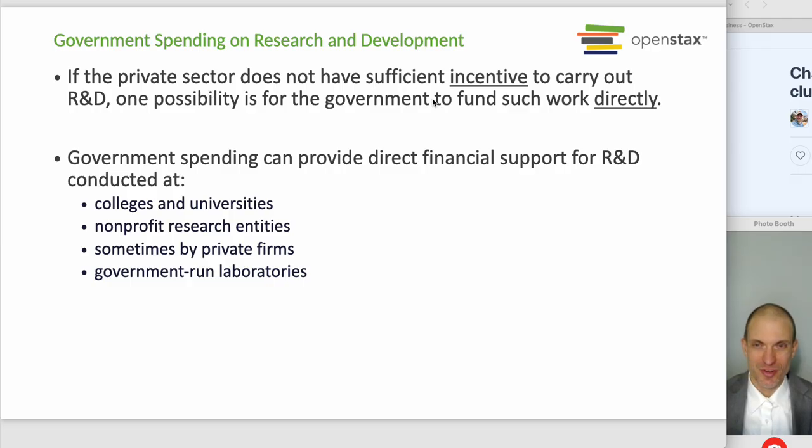If the private sector does not have sufficient incentive to carry out R&D, one possibility is for the government to fund such work directly. Government spending can provide direct financial support for R&D conducted at colleges and universities, like National Science Foundation grants, which is a really big one. Nonprofit research entities also get NSF and NIH grants, and some others, sometimes from private firms, and then there are government-run laboratories, right?